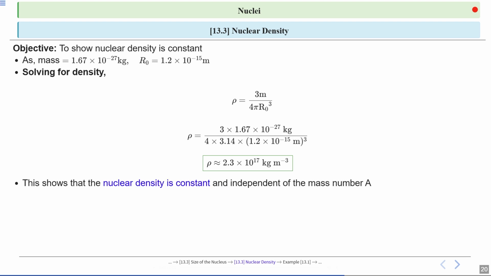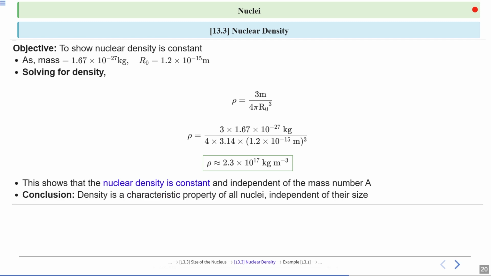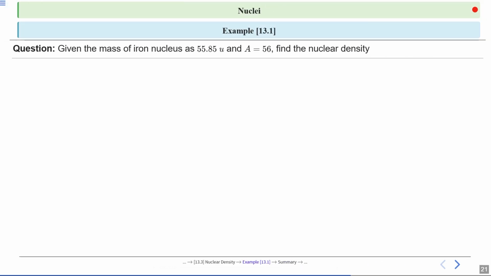This calculation shows us that nuclear density is constant and does not depend on the mass number A, which is the total number of protons and neutrons in the nucleus. So to conclude, we have demonstrated that density is a characteristic property of all nuclei. It doesn't change with the size or type of nucleus.